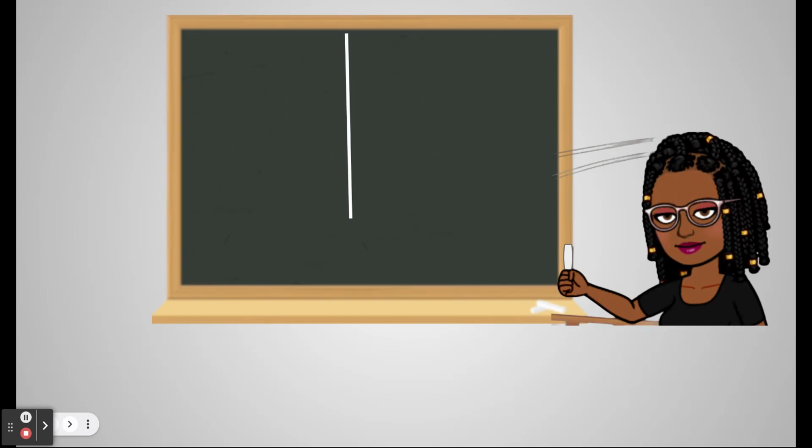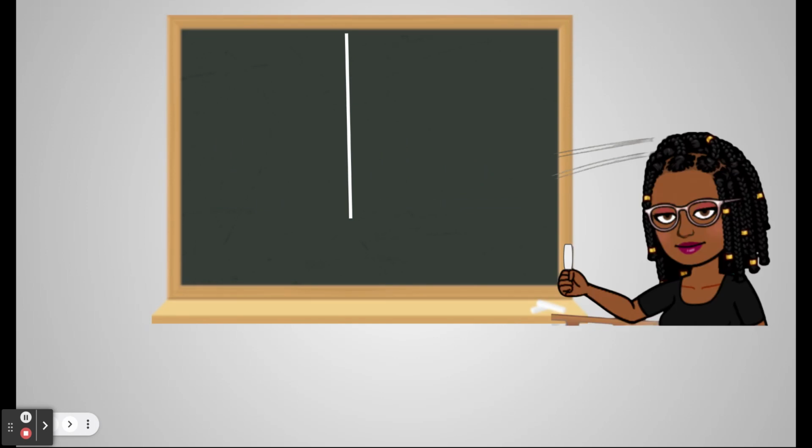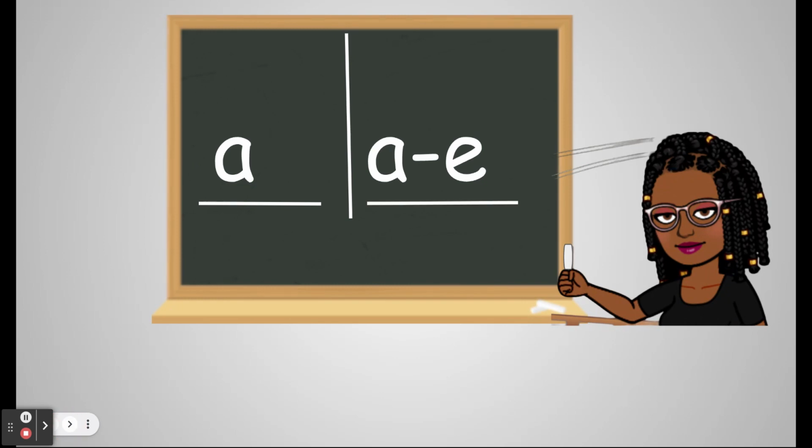Excellent. Go ahead and split your board in half. You know two ways to spell this sound. Sound is U. Repeat. U. U spells U. U blank silent E spells U. Excellent. All right, split your board in half. You know two ways to spell this one sound. Sound is A. Repeat. A. A spells A. A blank silent E spells A.